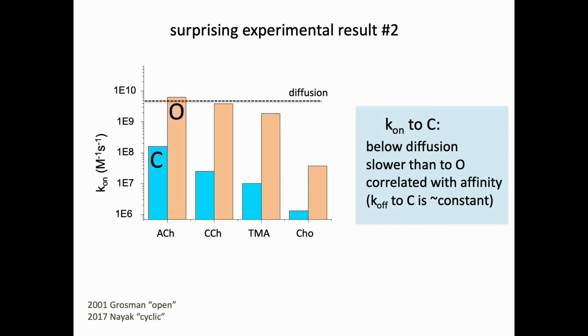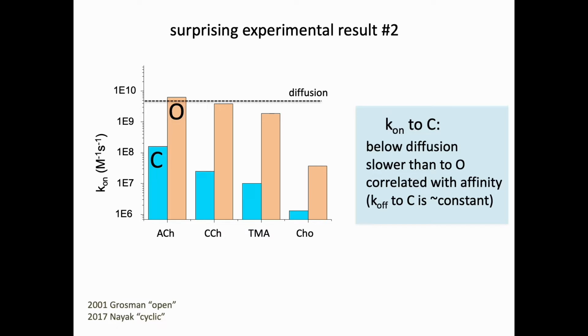And again, we're going to start with an unexpected experimental result. This came from two studies, one way back in 1901 by Claudio Grossman and another by Toppin Nyack in 2017, which was much more thorough and quantitative.